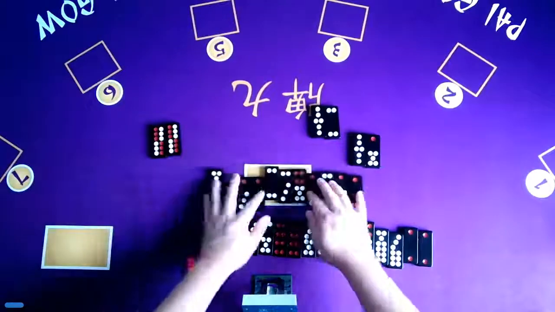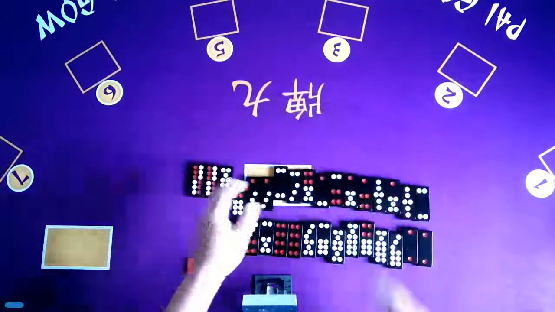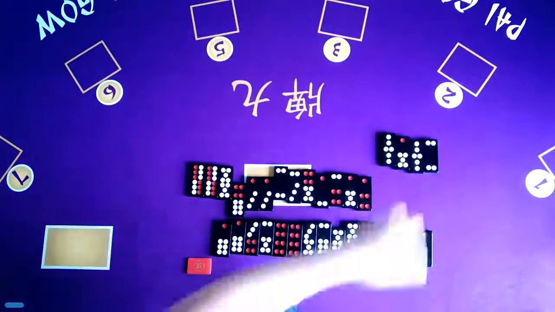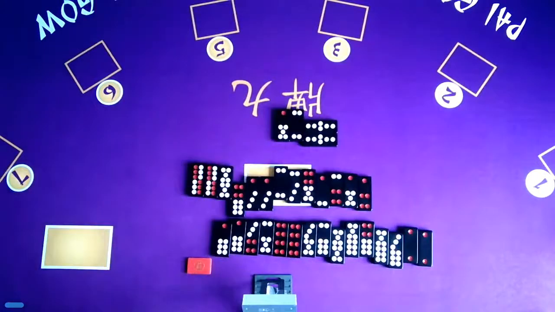Okay, so that's it. That is how you go through the pairs. So you look for pairs. That's the first thing you do when you get your 4 tiles. When you have a pair, you set it up. There's some you can split. There's some that you can't.